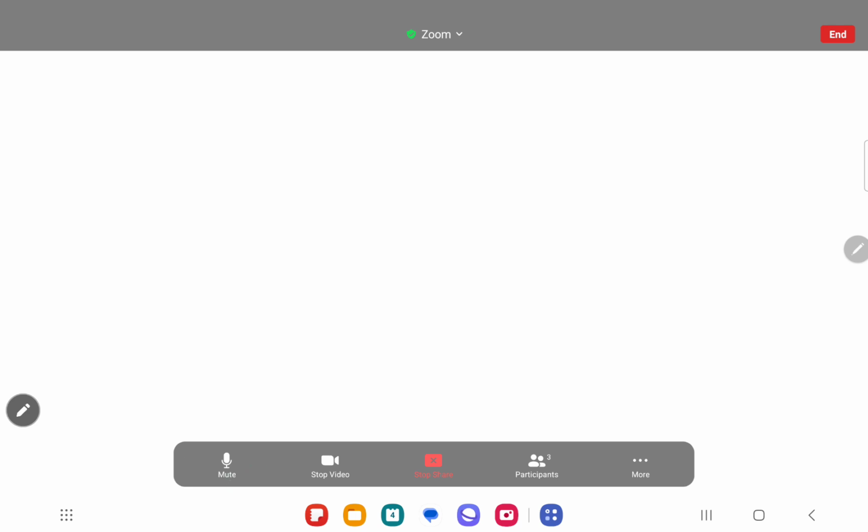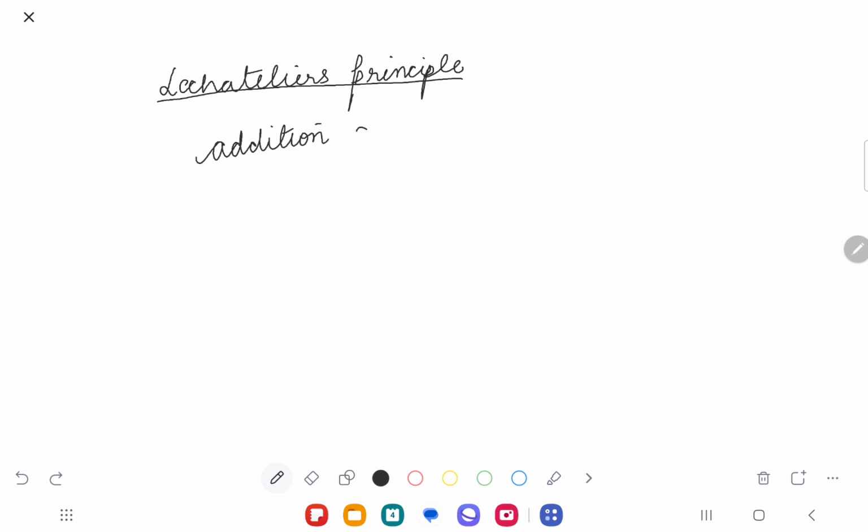So now you understand, we were on Le Chatelier's principle. That was the last part of Le Chatelier's principle. Now, what does that say? Understand. Le Chatelier's principle, and we were on the addition of inert gas.